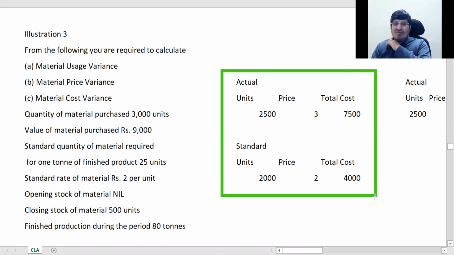Okay, now what we have got is standard and actual tables. This is what we already have got. Now, okay, we have made this. On top of this, now we will compute the variances. What is material cost variance here? Standard minus actual, 4000 minus 7500. Okay, this is your material cost variance.